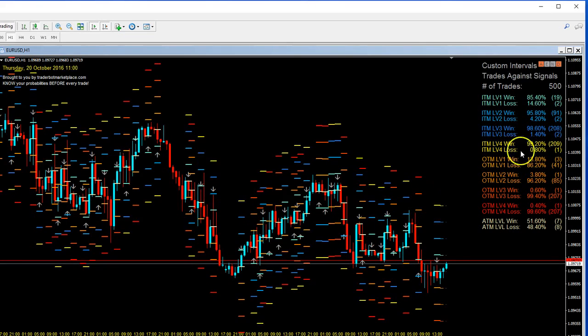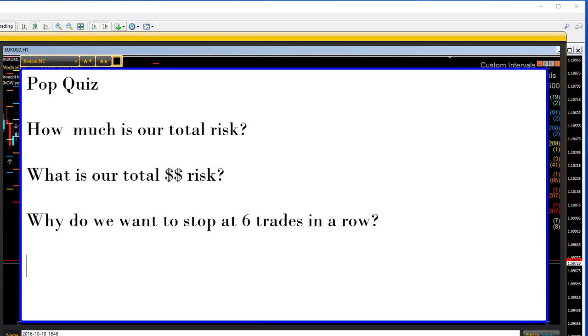And here's a lot of trades. It's lost 41 times in a row. You don't want that. That's stupid. Don't do that. Okay, pop quiz. So how much is our total risk? Okay, I've got 2 questions here at the same time. It's $400. So this one's void.